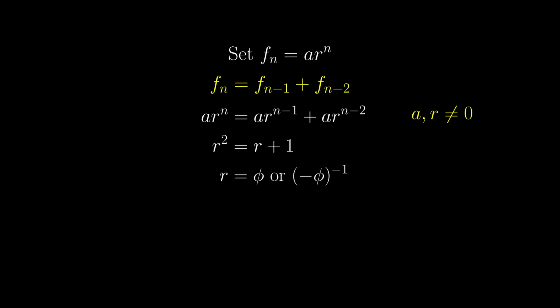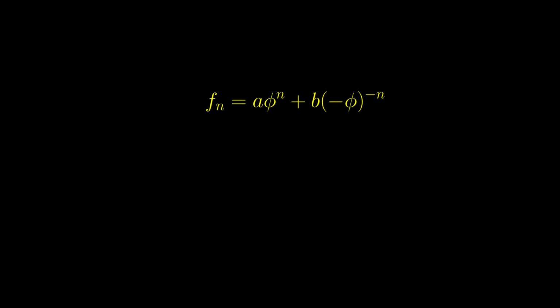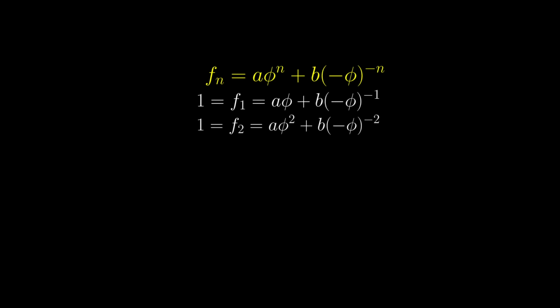From the checking process, we have already explained why the two roots are phi and negative reciprocal of phi. Now we run into the problem. Which one should we take? Well, why not both? Modify the original form into this combined geometric series form. And now what remains is to solve for a and b. This is done by considering the first two Fibonacci numbers, then solving for a and b.